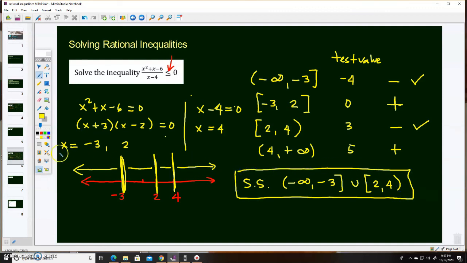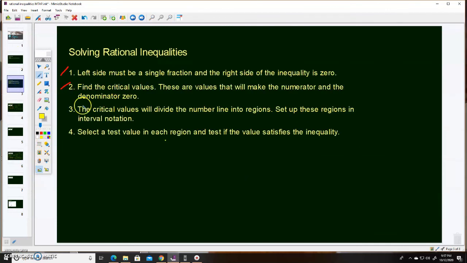So again, we're just following the same steps, guys, the 4 steps listed above as a guide. We're done with the critical values and then the test values and testing.